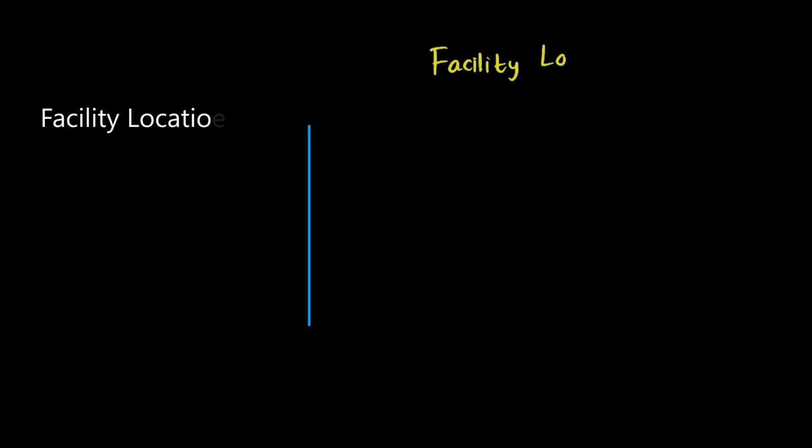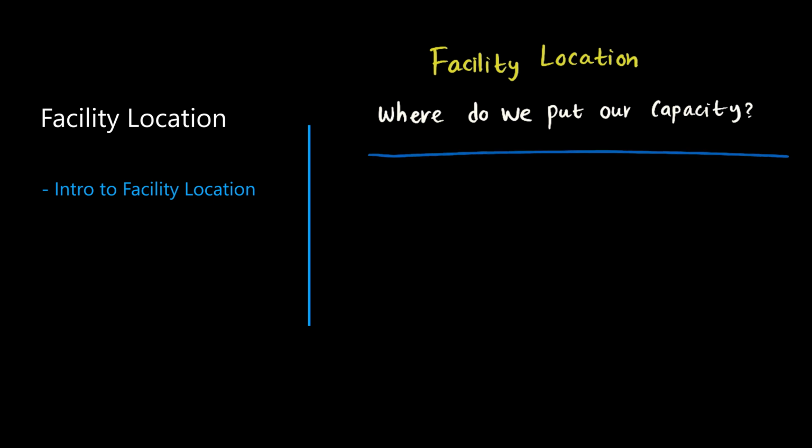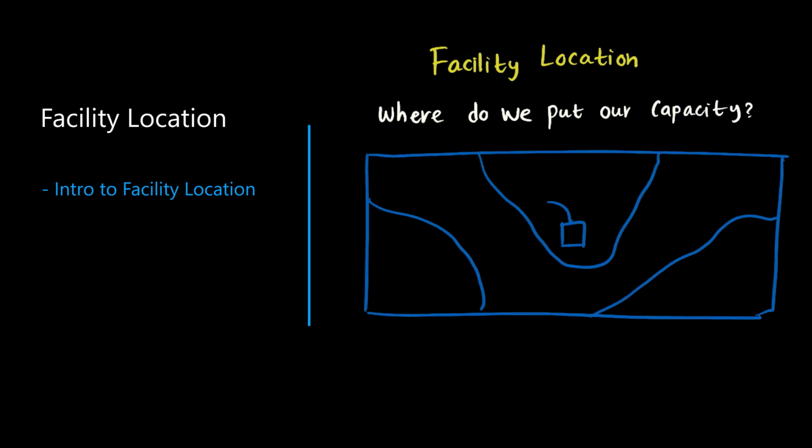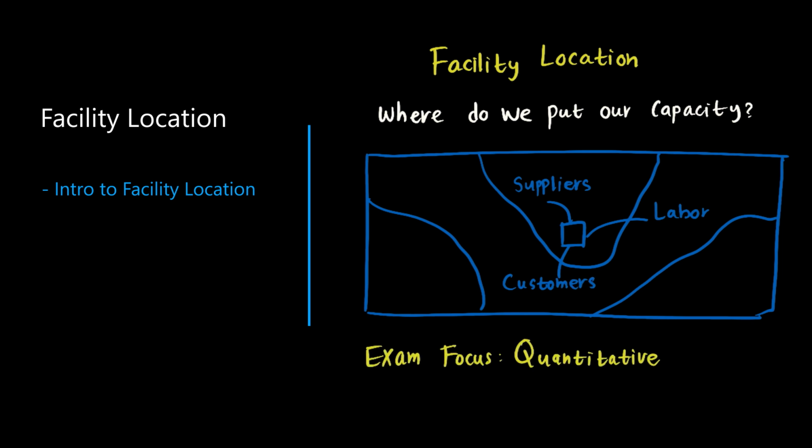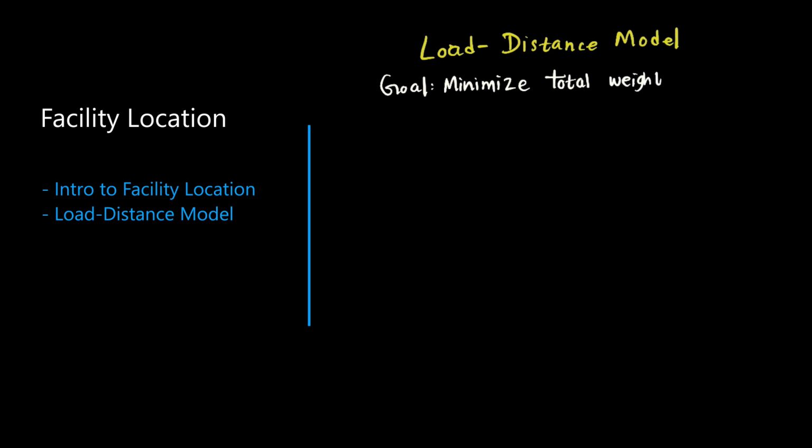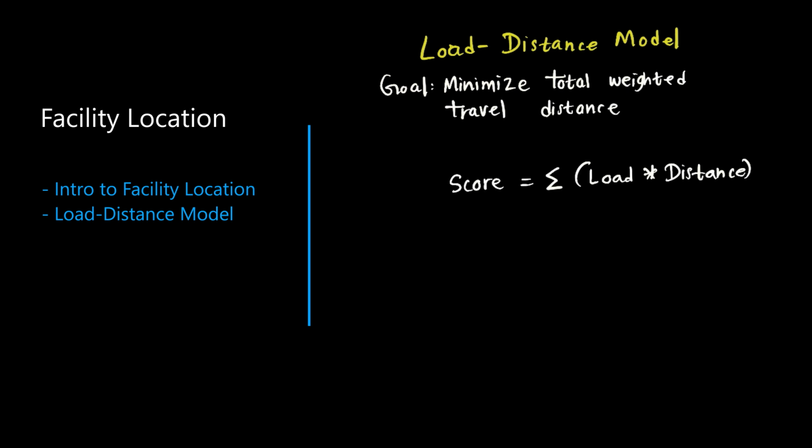Finally, the decision about how much capacity to have is directly linked to where to put it. This is facility location. There are many factors affecting this decision, like proximity to suppliers, customers, and labour. But for the exam, you'll need to know the quantitative tools used to compare locations. The load distance model is one. It helps you choose a location by calculating a score that minimises the total travel distance, weighted by the number of loads being shipped. You calculate the distance between a potential site and each of your destinations.